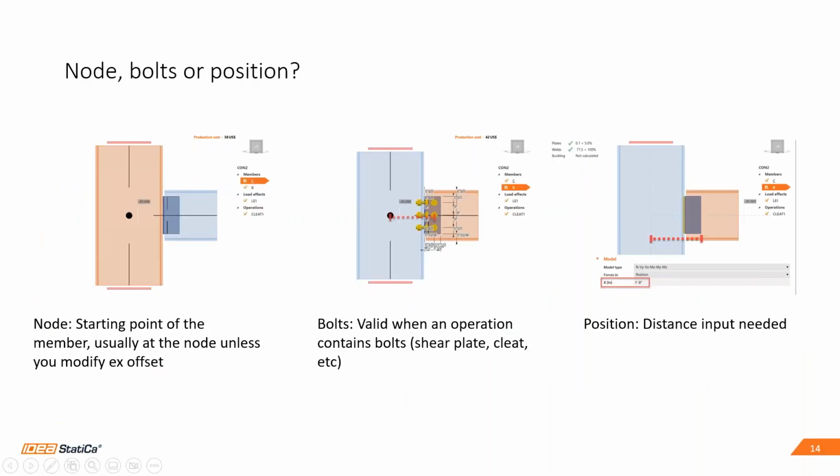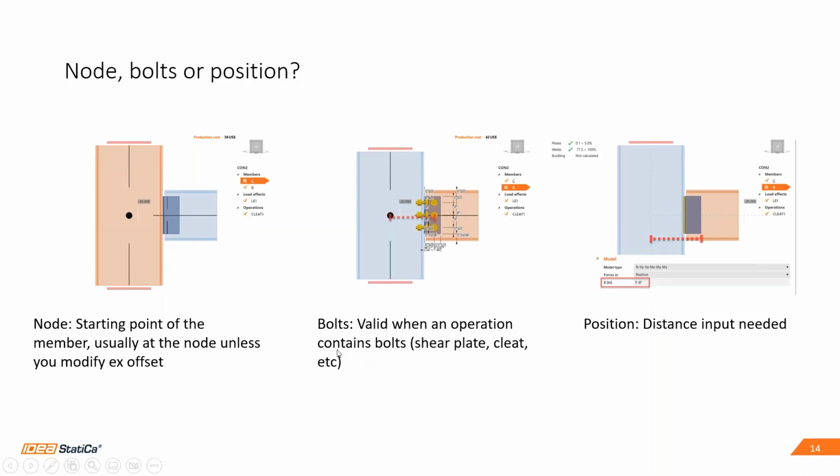So let's explain the three options that you have in IDEA StatiCa to locate this force, okay? The first option is the node. That means it is at the starting point of the member, usually at the node, unless you modify the EX offset. Again, if you modify that EX offset, you're modifying the starting point. So that will be from the starting point of the member.